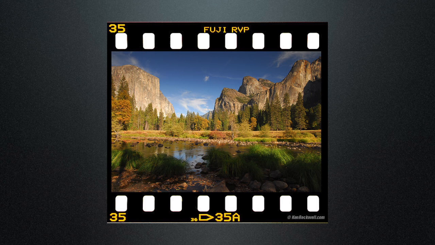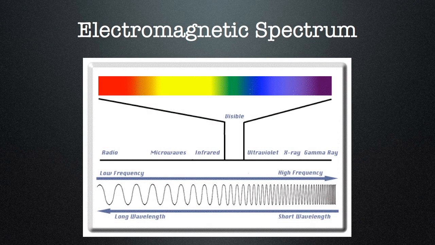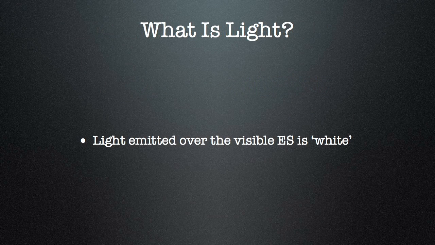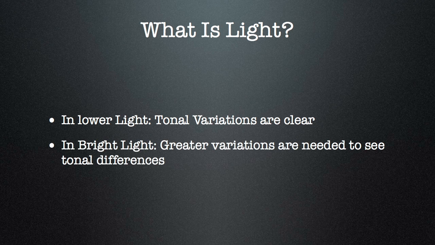One single frame would represent just the amount of light that we can see. So you get an idea of just how much lies outside of what we can see. And what we can see is really just a tiny, tiny fraction of what's out there. So light that's emitted over the visible electromagnetic spectrum is white. In low light, we'll find that tonal variations are clear. And in bright light, we'll find that you'll need greater variations to see those tonal differences.